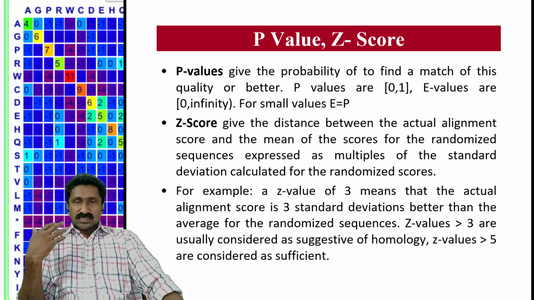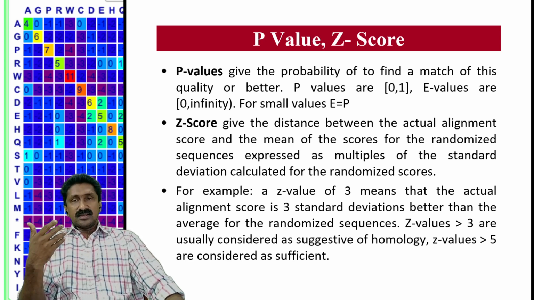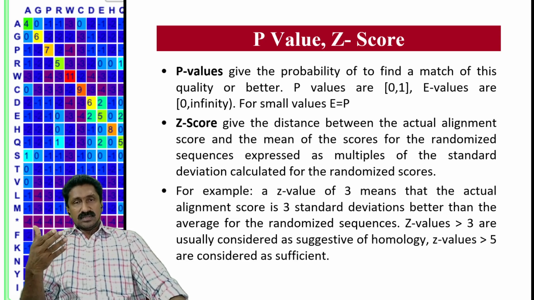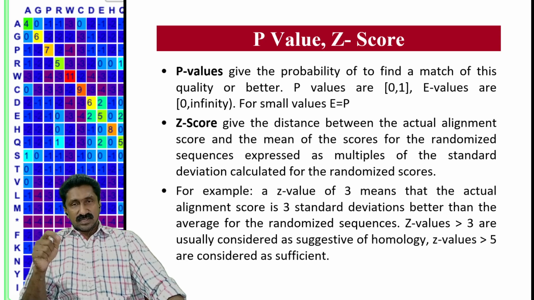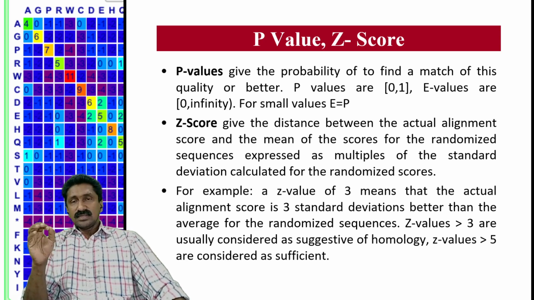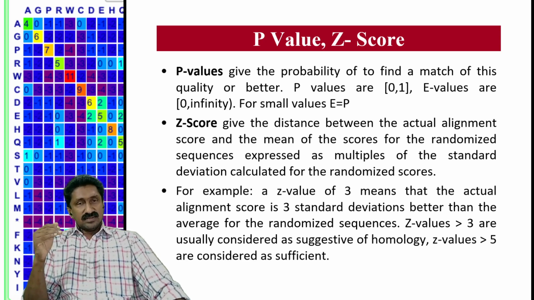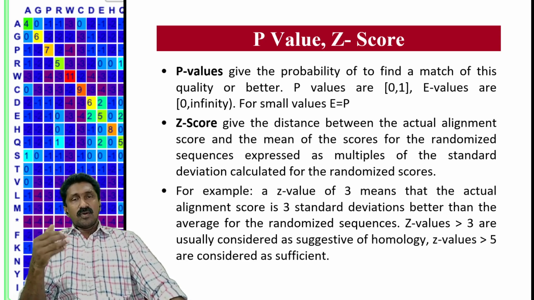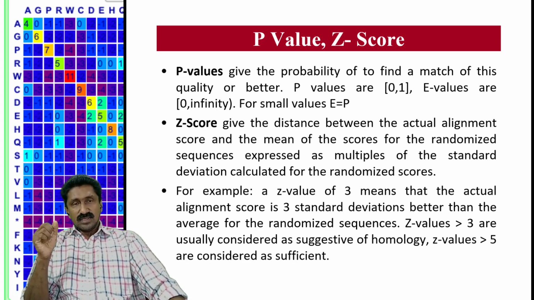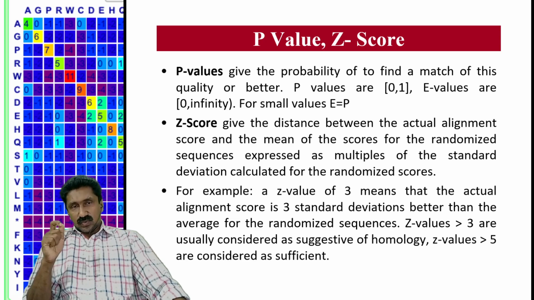Then the next one is about the p-value. The p-value gives a probability to find a match of this quality or better, and p-values usually range from 0 to 1, as you know. E-values range from 0 to infinity, and for small e-values, E is equal to P. Those are some general statements. Then another one is the z-score.